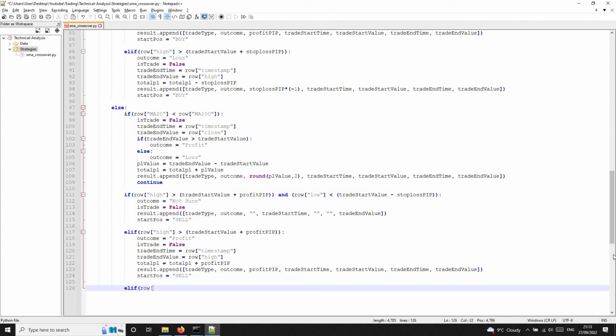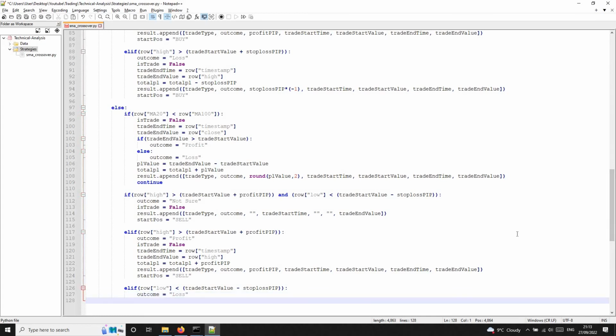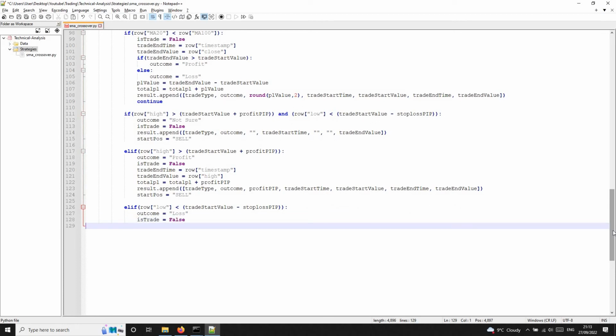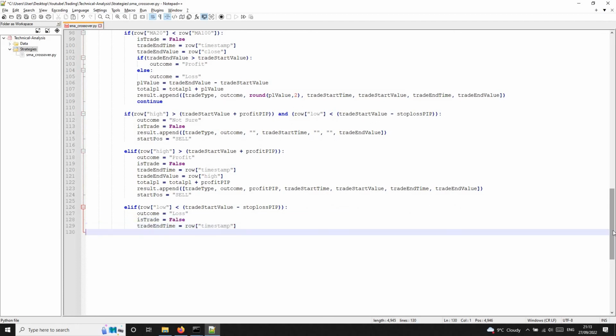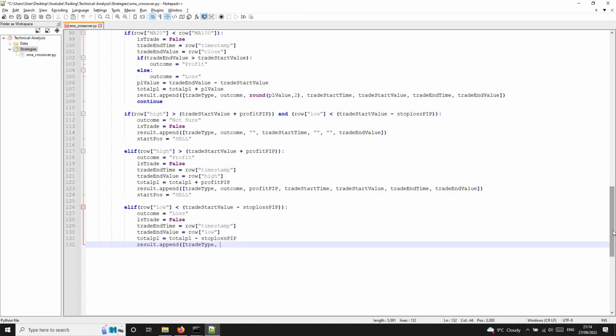Don't worry, like I mentioned, I always make sure you check your program against the visual, your manual analysis, to make sure everything is working fine, and we will do that. So I'm going to do the last one, which is basically if it hits our stop loss. Okay, and again I'm capturing all the values, and then I'm capturing the loss, and I'm going to append that result.